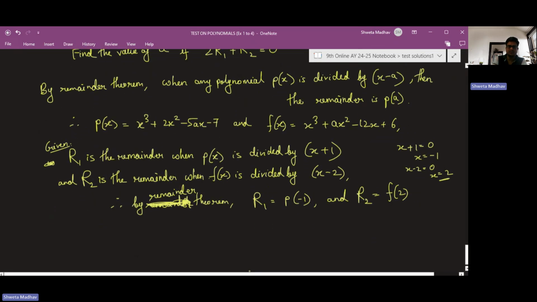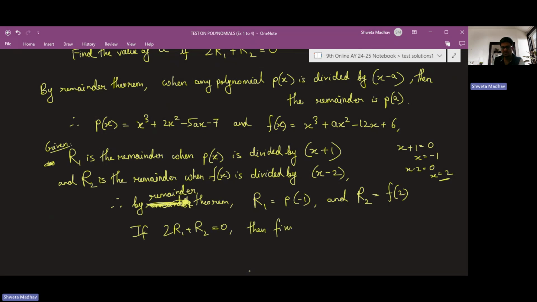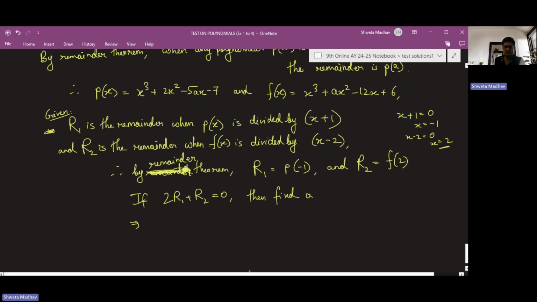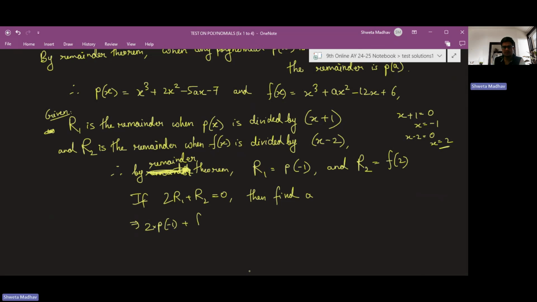So then here it is told that if 2R1 plus R2 equals 0, then we need to find the value of a. So 2 into R1 plus R2 equals 0. It means it is 2 into P of minus 1 plus f of 2, that should be equal to 0.